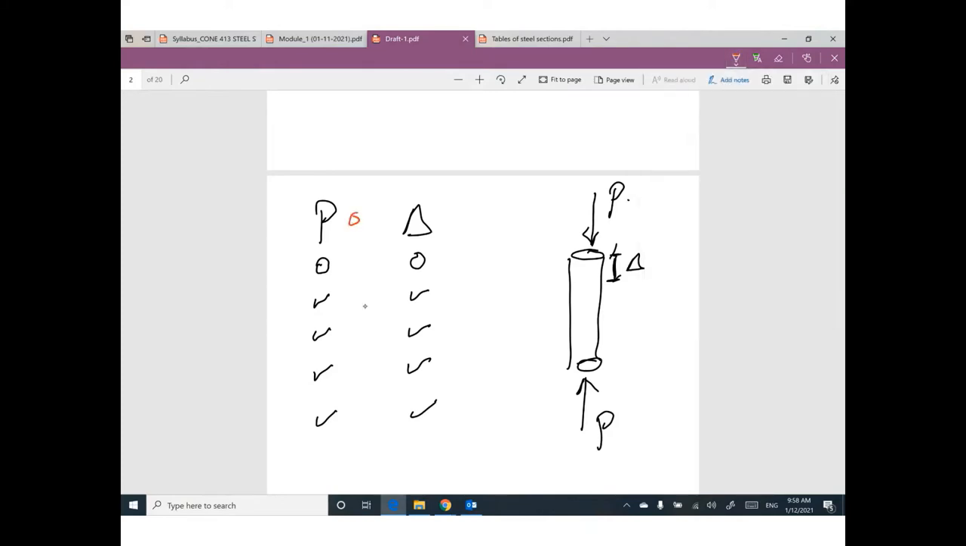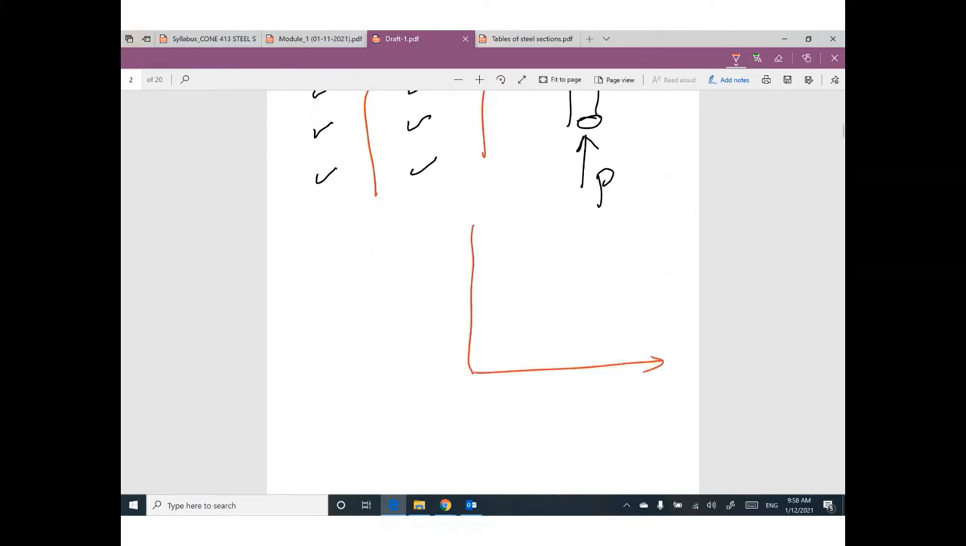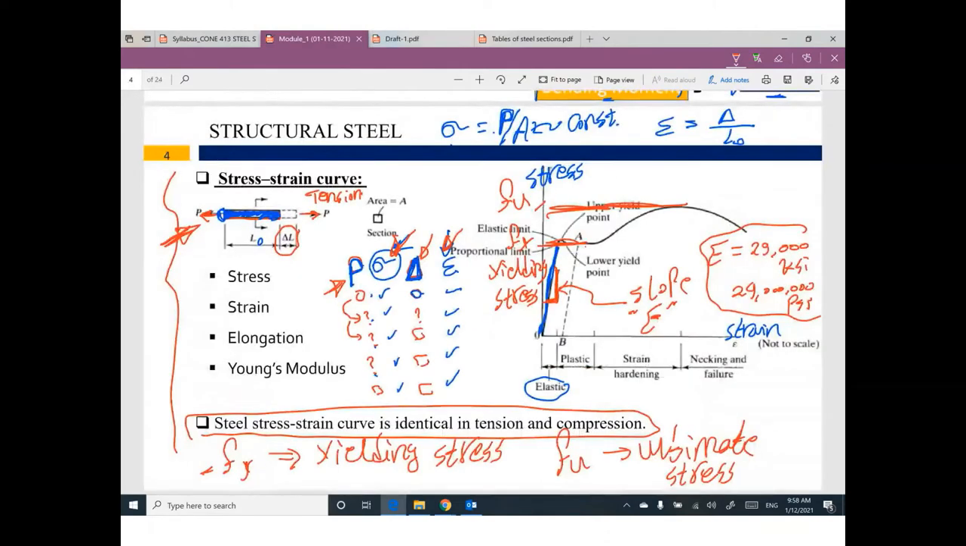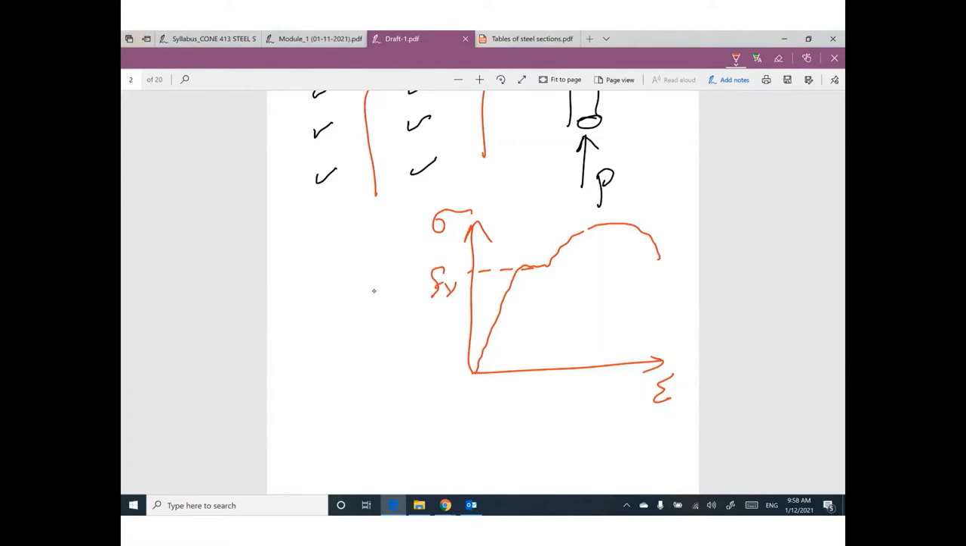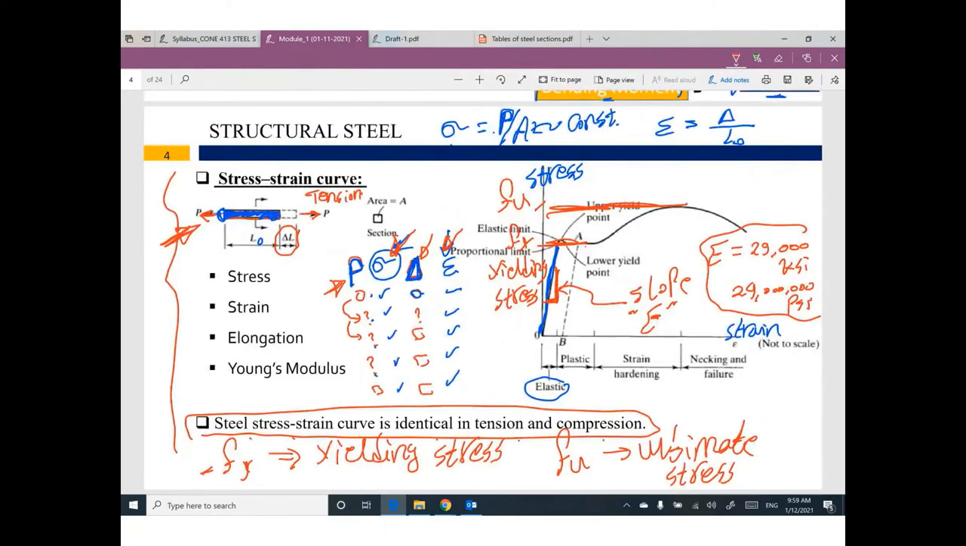Then I can figure out the value of stress, which is P divided by area. I can figure out the value of strain, which is contraction divided by original length. So finally, I have a relationship between stress and strain. If you set up this relationship between strain and stress, you can get the same relationship. This is the meaning of this sentence: the stress strain curve is identical in tension and compression. The same. And the value of F yield, the value of F ultimate, and the value of E will be identical if you get these values from tension.